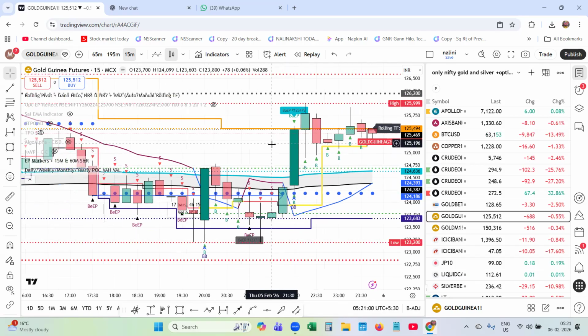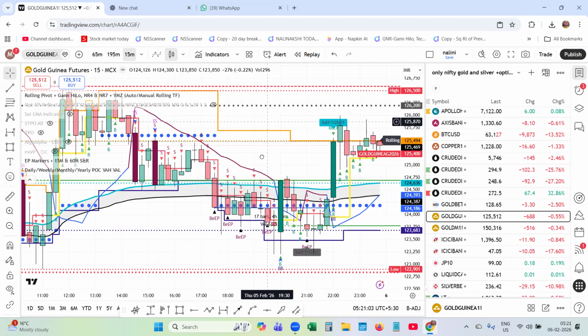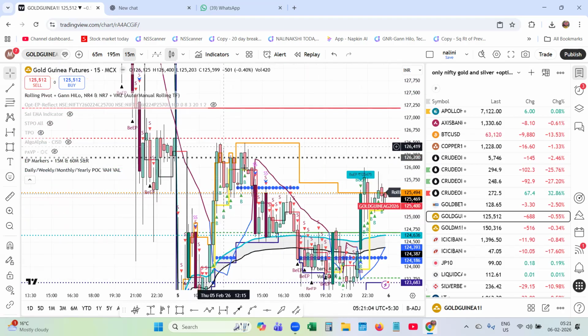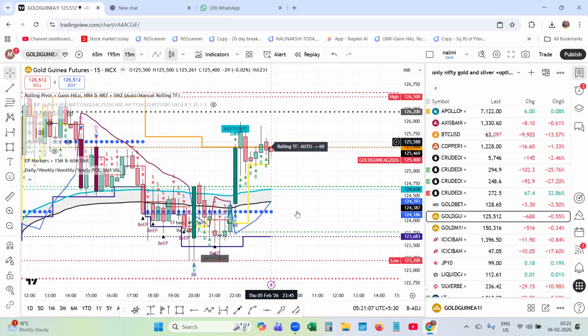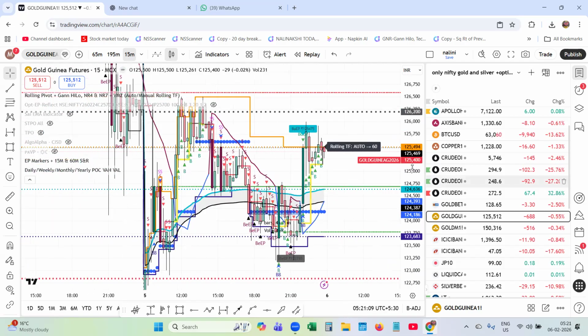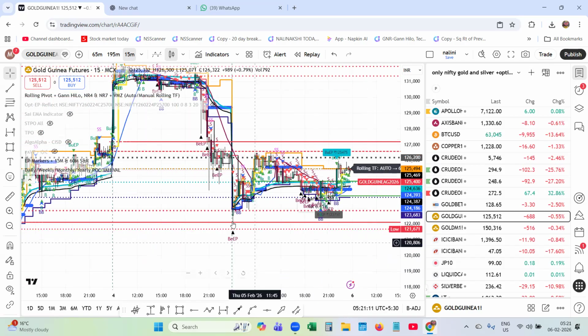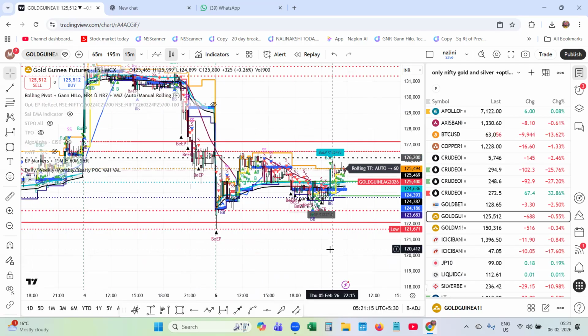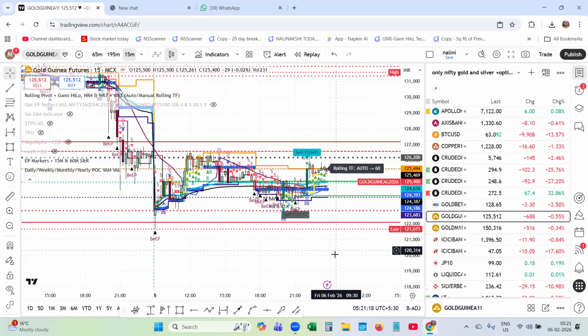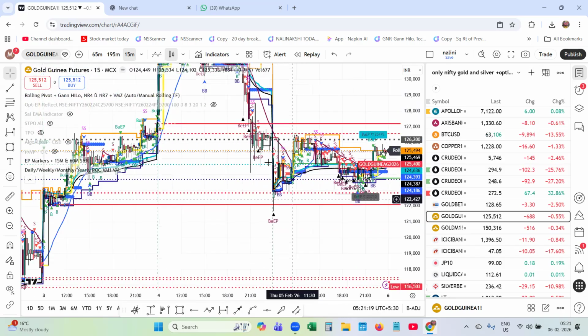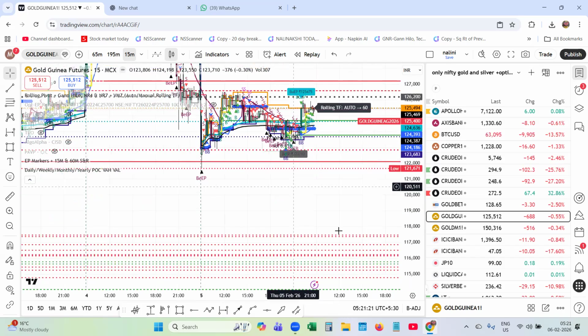This is a manipulation again. Manipulation into the same area. Prices come over here. We need to see whether it will be a continuation of the down move. After the down move, this is the rotation. What is happening over here? Even the down move can continue in gold.